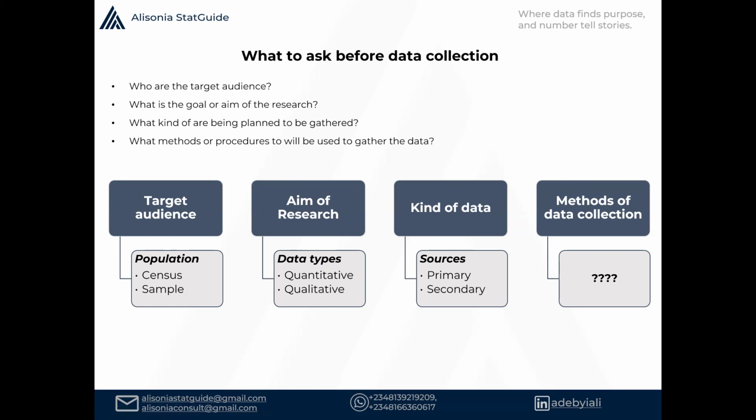Then what kind of data are you planning to gather? That is where we talk about sources of data. Do you want to gather primary sources of data or secondary sources of data? By primary sources of data, we mean data that is collected by the researcher himself, that is the data you collect yourself. By secondary sources of data, I mean the data you transcribe from already documented sources. After you have decided all this, you have to move to the method of data collection, which we want to talk about in this slide.